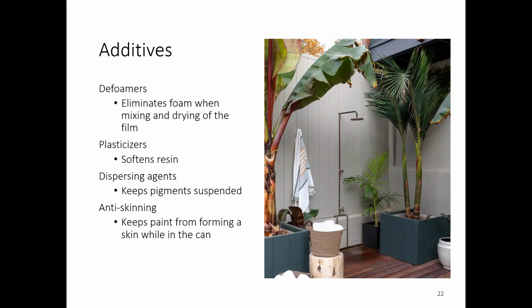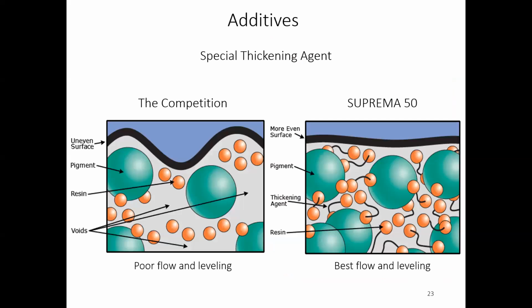Dispersing agent keeps the pigment suspended throughout. You don't have to keep stirring it all the time. And anti-skinning, it seems like all paints get a little bit of that skin on the top if they've been on the shelf for a while, but this will keep it from forming.